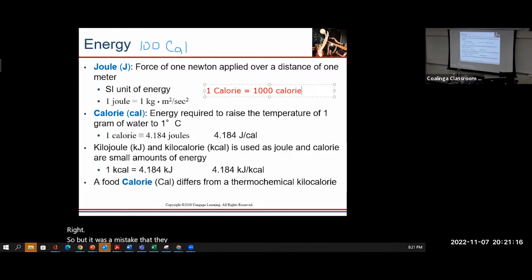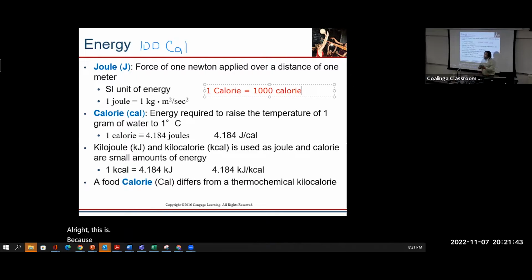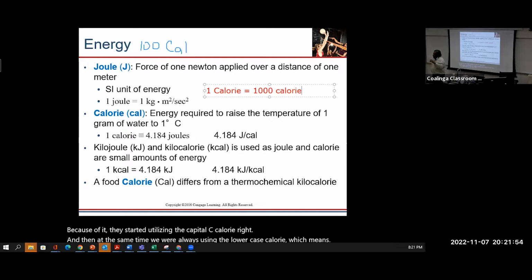And also, are you okay with having 100 calories? I just had 100 calories. You're okay with that. But if you said you had 100,000 calories, that's too many zeros. People start getting freaked out when they see too many zeros, unless it's after their paycheck. So because of it, they started utilizing the capital C calorie.